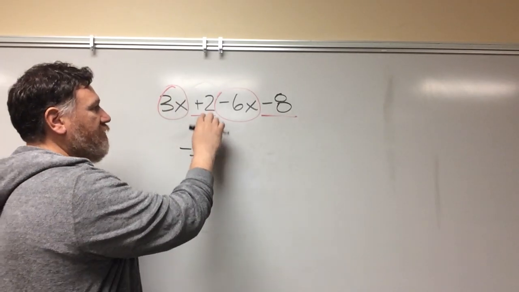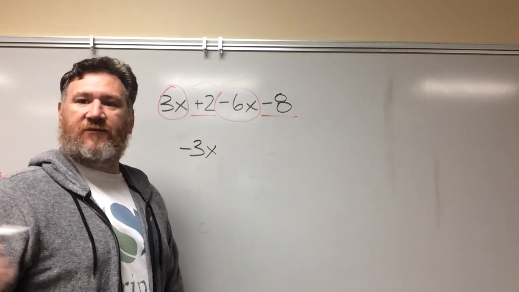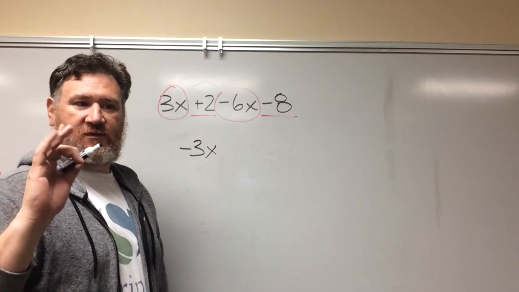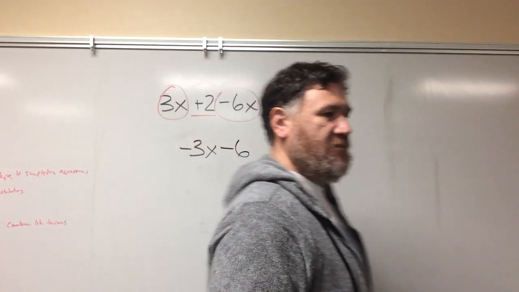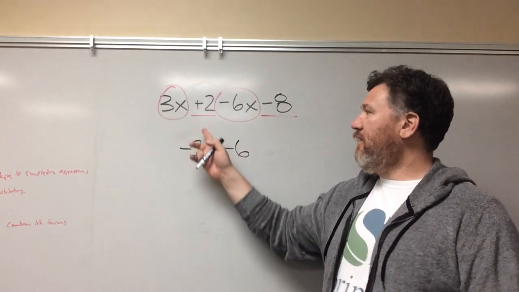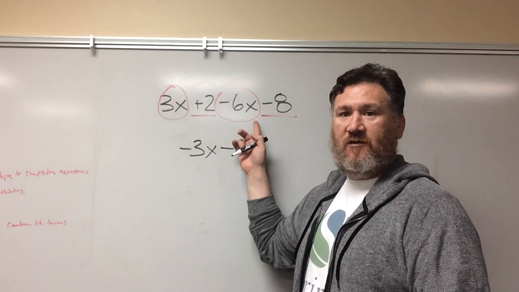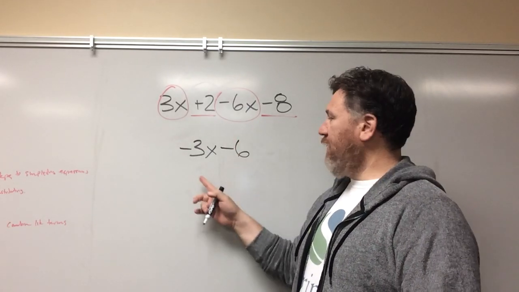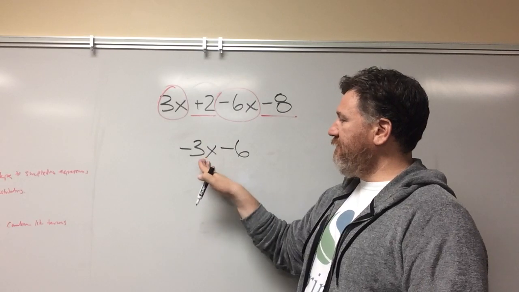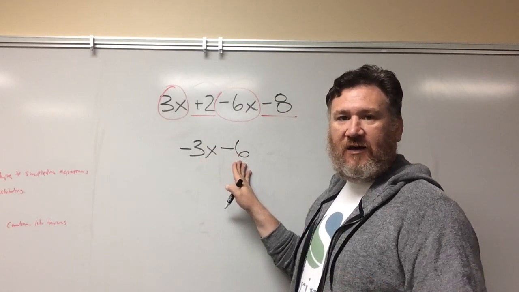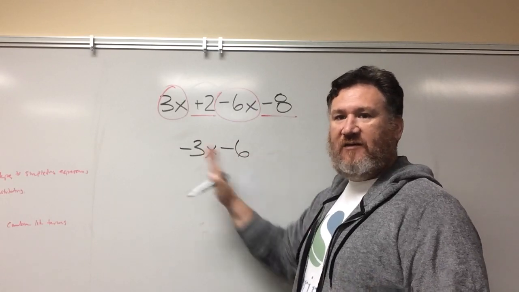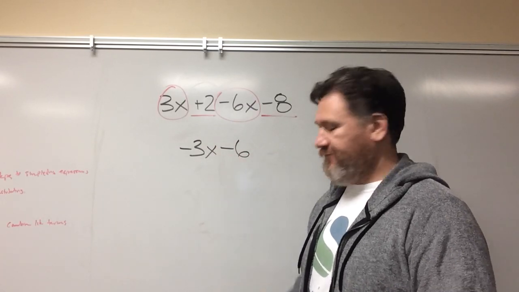Let's put the numbers together. 2 minus 8 would give us negative 6. So we have simplified this original expression to this. We can't do anything more than this right now because this has an x in it. This is just a number by itself. We can't do anything unless we had an equal sign. So we can't make this any more simple than it already is.